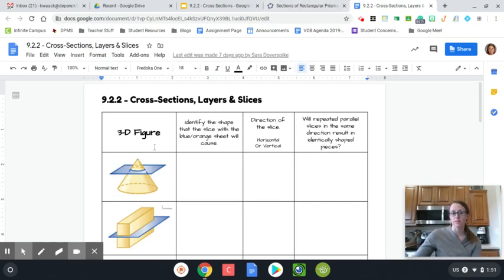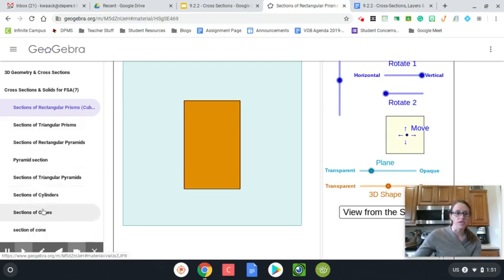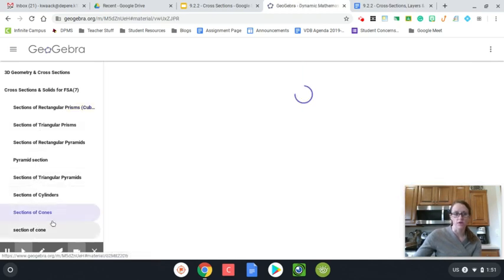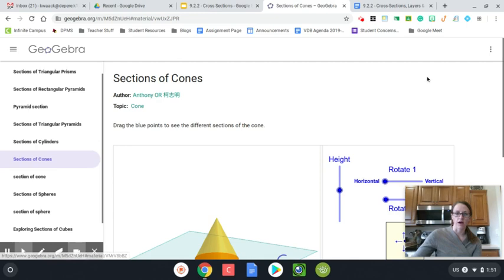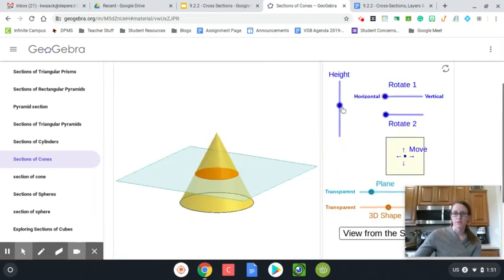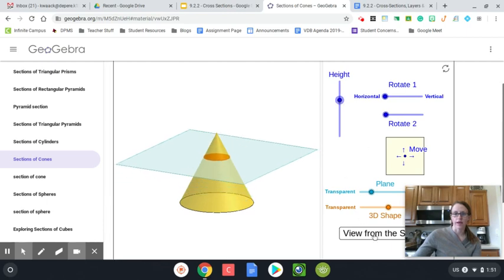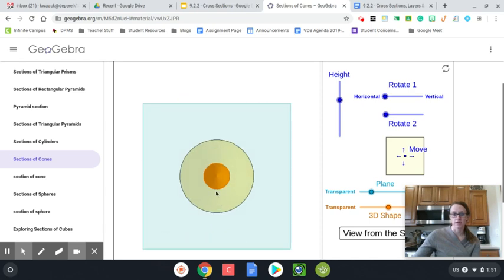On this first part of your homework, you have to look at a cone with a cross section at the very top. So let's look at sections of cones. Now we want to make sure that we're towards the top. If I shimmy the height up a little bit, now I can look at it and see it's a circle. I wonder what would happen if I moved it up or down. It looks like the circle is just getting bigger or smaller.